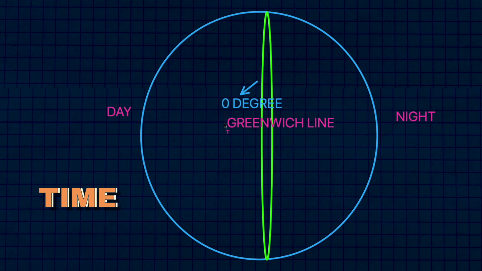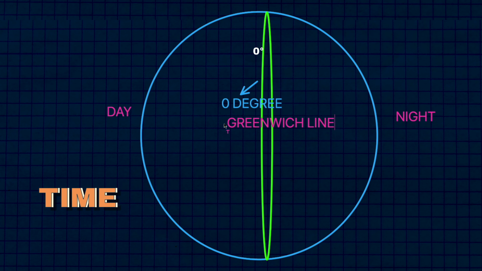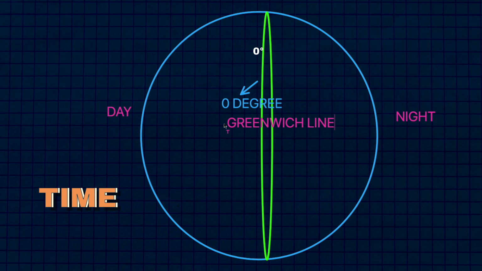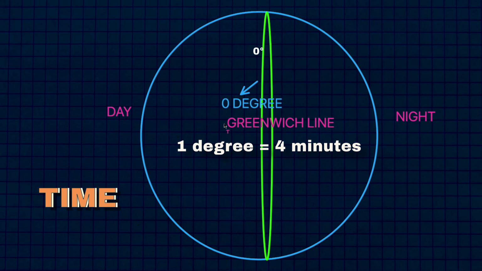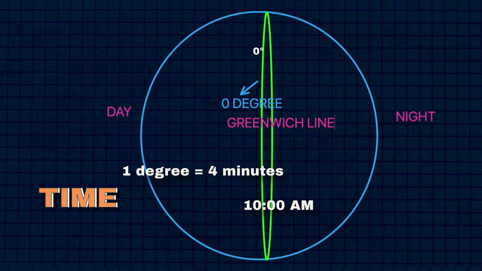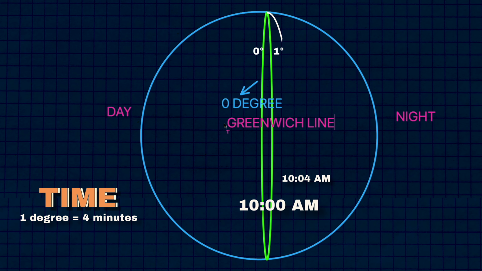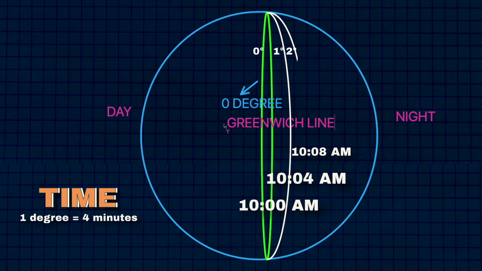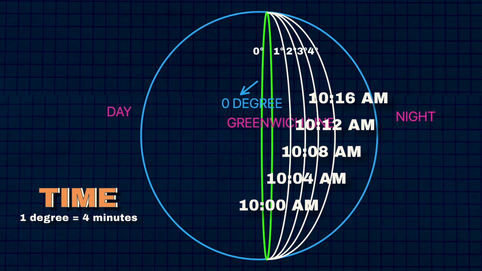To know the time difference between two places, all you need to do is count the number of longitude degrees between them, and every degree is a 4-minute difference. So if it is 10 in the morning in Greenwich, which is at 0 degrees, then it will be 10:04 am at the 1 degree meridian, and so on.